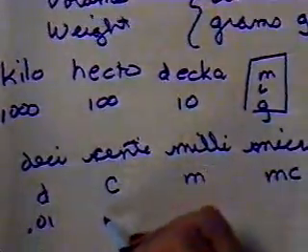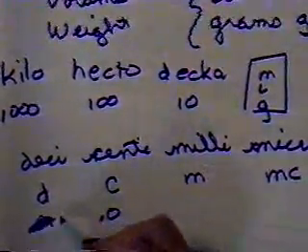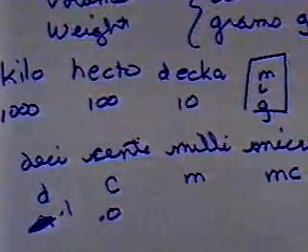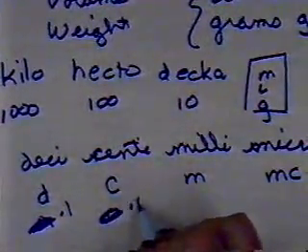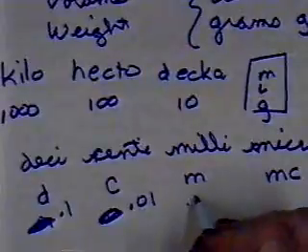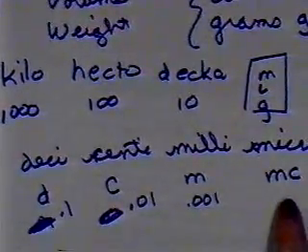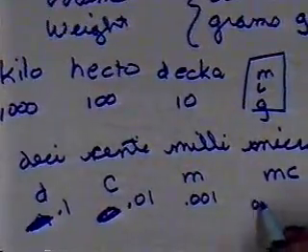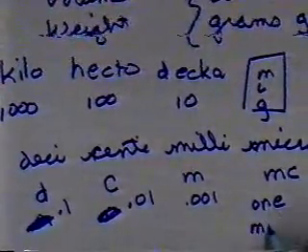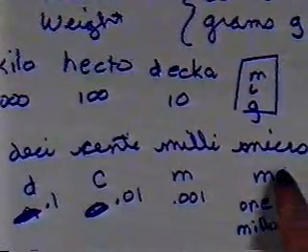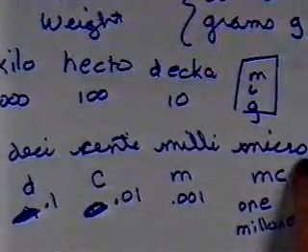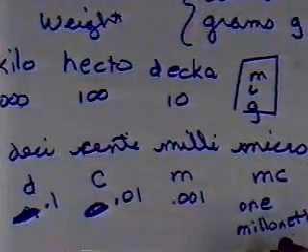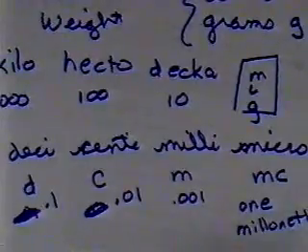Deci is 1/10. Centimeter, oops, that's not 1/10. Deci means 1/10. Centimeter is 100th. Millimeter is 1,000th. But a micrometer is 1/1,000,000th. Micro is used in grams sometimes. Micrograms are for drugs that you take in very, very tiny amounts.